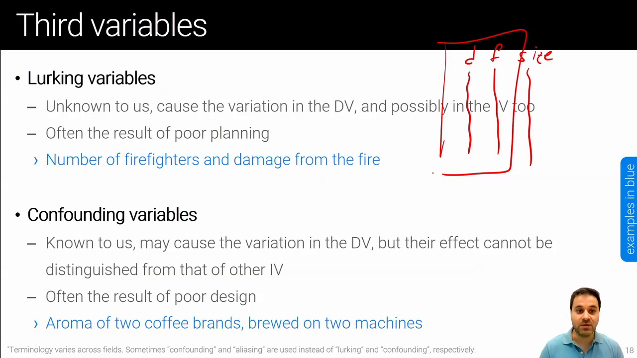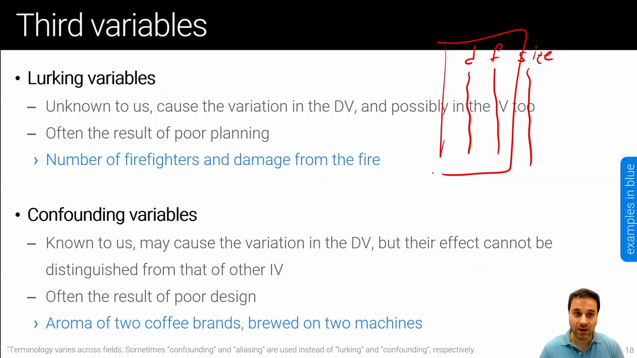The other kind of variables is confounding variables. And those are things that are actually known to us. We have them in the data set. We could be able to measure them. But they cause the variation in the dependent variable, and the things that they affect cannot be distinguished from that of other independent variables. So it could be the case in which we do have the variable, we have the column of numbers, but we are not certain whether the variation in the response is caused by this variable or another one. We cannot tell apart the effect of one from the effect of the other.